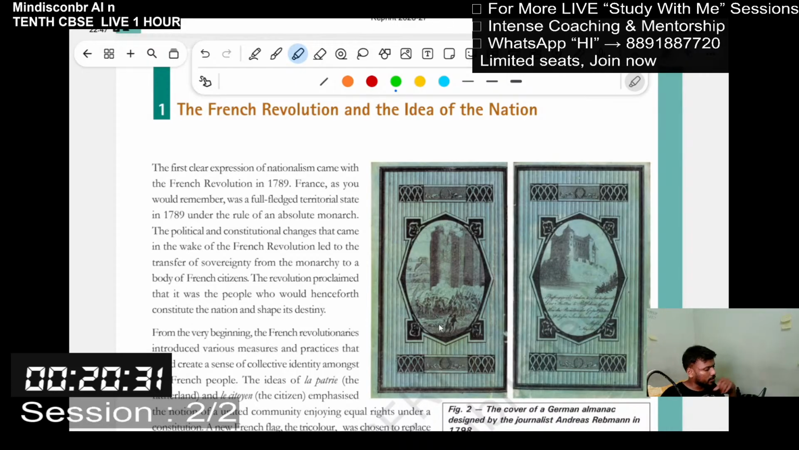Now moving to the next chapter, the French Revolution and the idea of the nation. The first clear expression of nationalism came with the French Revolution in 1789.